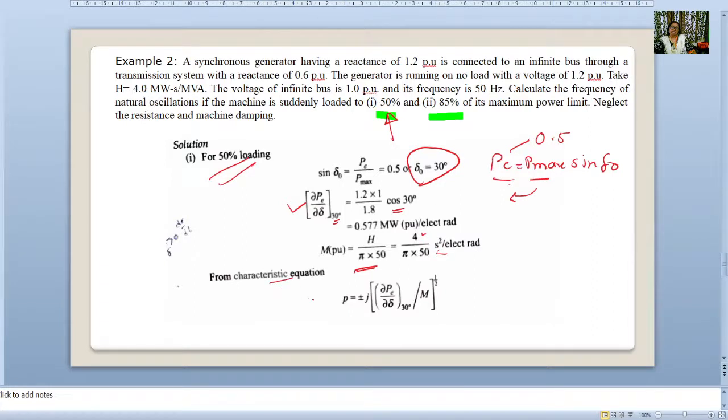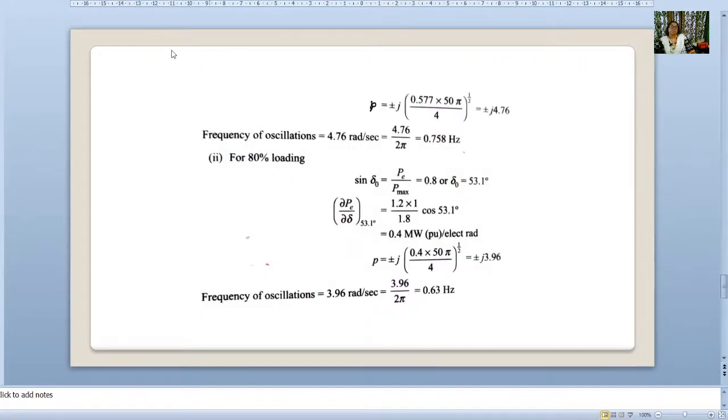Now from the characteristic equation, already we have seen it, p is equal to plus minus j under root of del P upon del delta at angle 30 upon M. If you put values in this equation, we will get plus minus j 4.76. Either it is plus or minus, imaginary conjugate roots. The frequency of oscillation is 4.76 radian per second; to get it in hertz, divide by 2 pi.